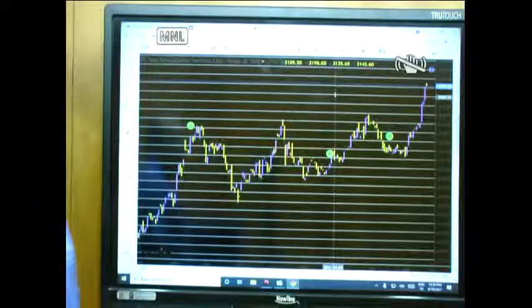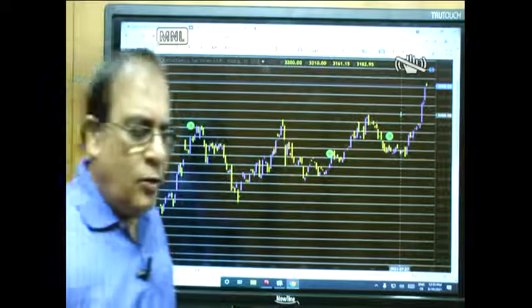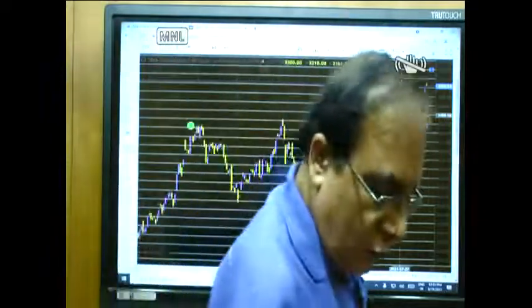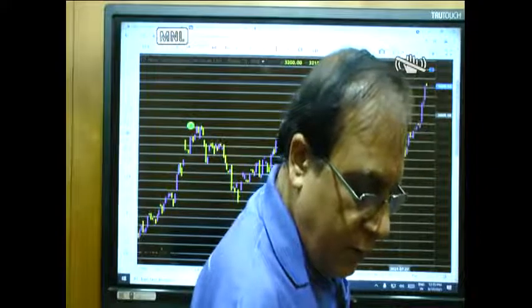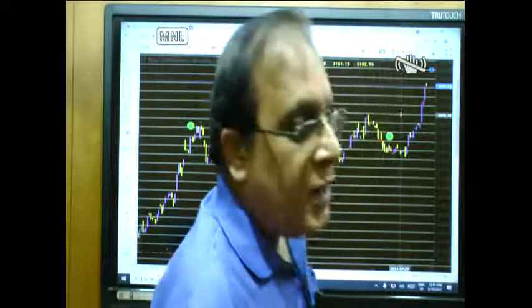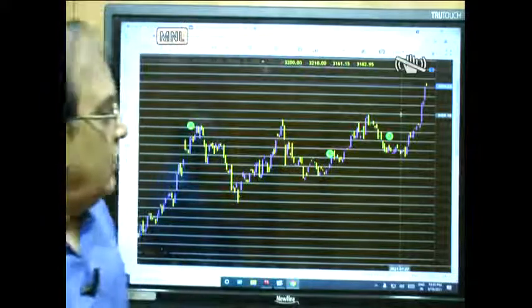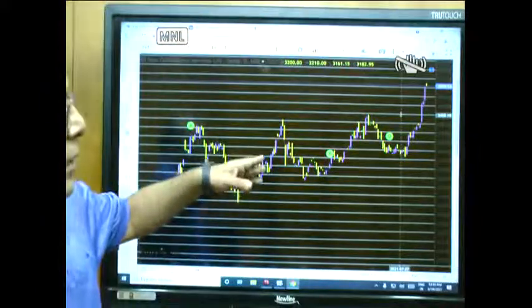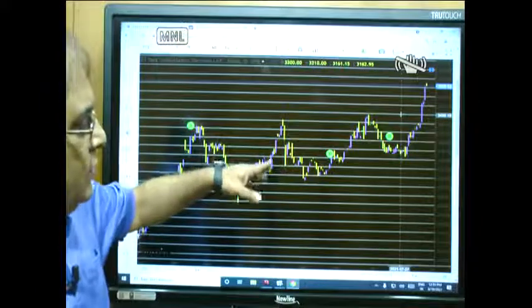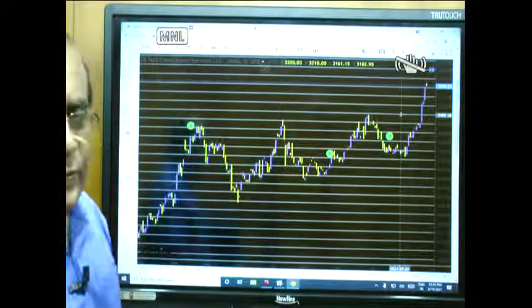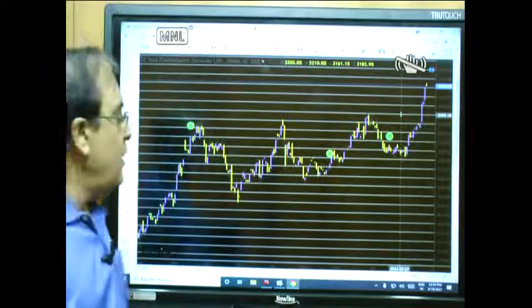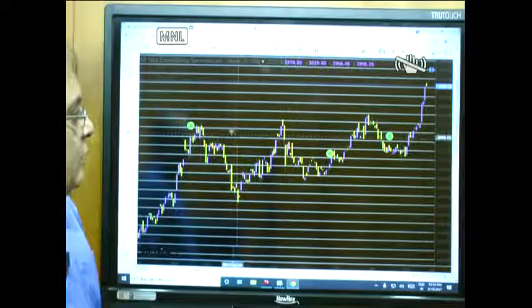See, this fall came from 3400 and it fell to 3182. So there is a 200 point fall. 200 divided by 3400 is around 5.5%. So normally for stocks like TCS, a normal correction could be around 5.5%, and a deep correction means something like this.